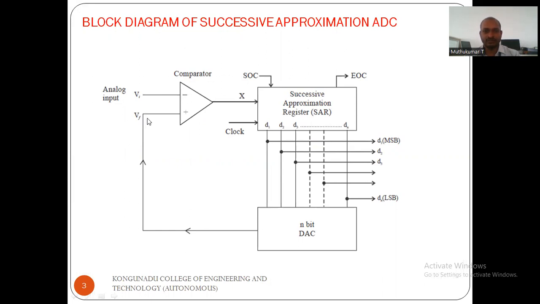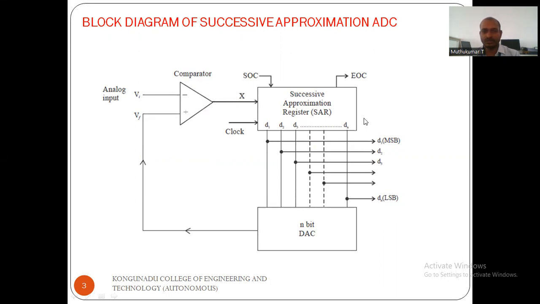Here, the comparator is available. It is the operational amplifier. We are giving the input Vi to the negative terminal of the amplifier. VF is called the feedback voltage. It is given to the positive terminal of the operational amplifier. So the comparator provides the comparison output, that is, X is the output of the comparator.